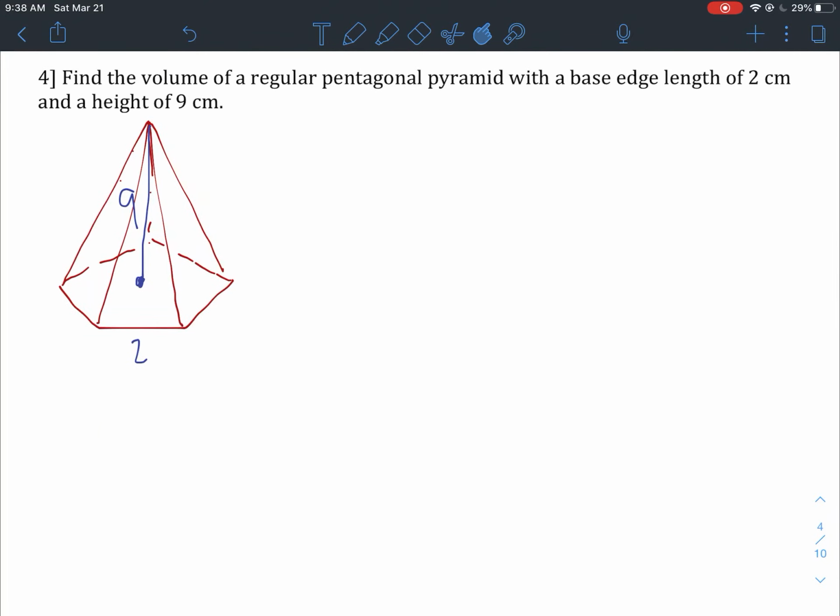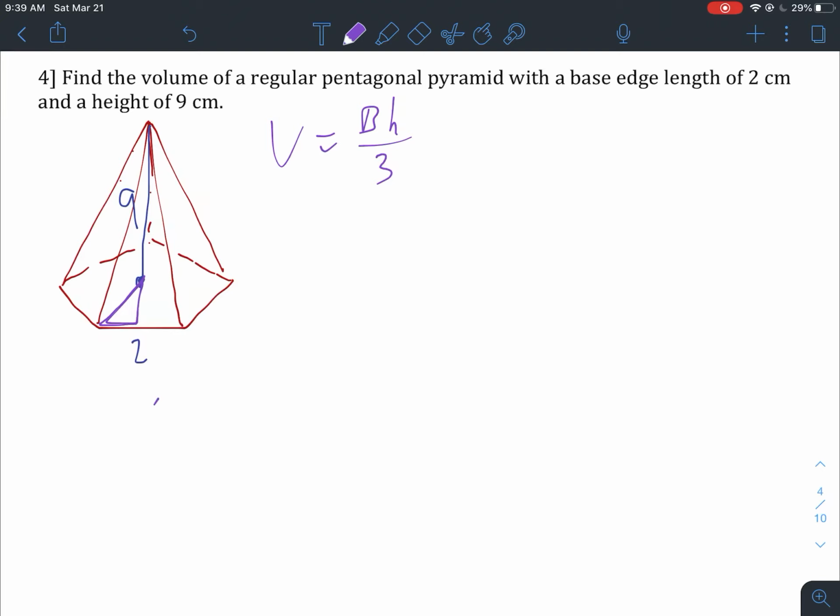Number 4, we have a pentagonal pyramid, given the base edge length of 2 and a height of 9. I went ahead and drew it out there for you. You don't have to draw it, but it might help you to do that. So again, we're using the formula BH over 3. We have H, we don't have B.